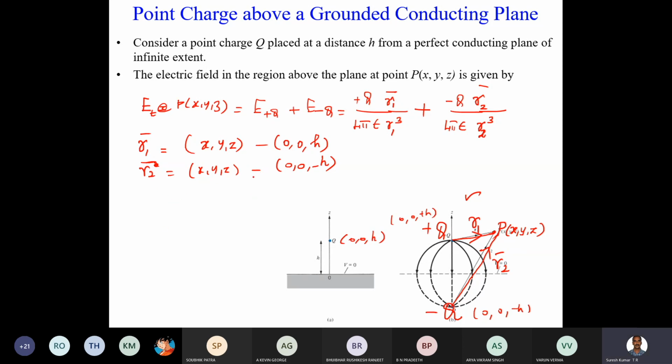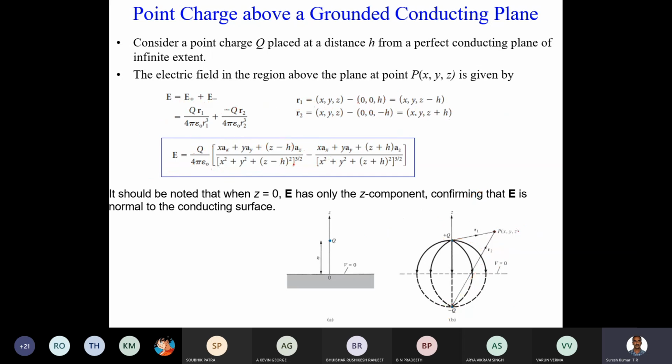That's all. Now we can put all those things. Is it clear? Now if you plug this condition, vector and magnitude, if you replace, then you will get this equation. So this q upon 4 pi epsilon naught will be a common term. You can take this outside. So rest, see this equation.